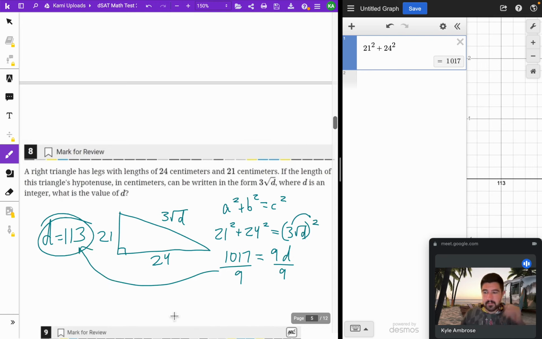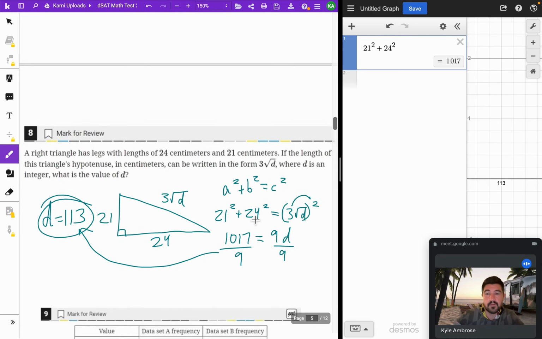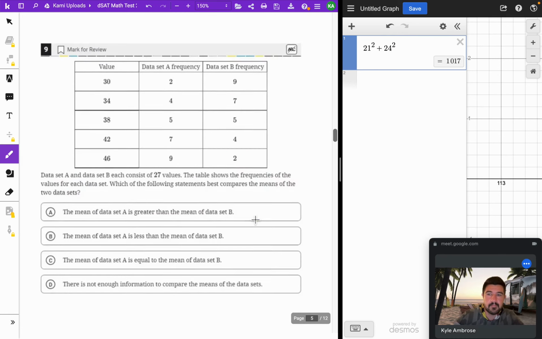So that wasn't that bad, but some people don't like squaring this product here. Maybe they forget to square both. They don't like squaring a square root, maybe. So if you're one of those people, just use Desmos. Okay, next one.